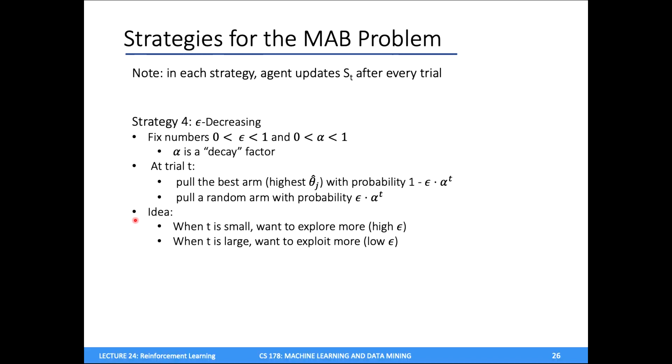The idea here is that when t is small, when I've only played a few trials of my arms, I want to do more exploration. I don't know very much about my arms, so it's a good idea to try more random ones. This corresponds, of course, to a high epsilon. But when t is large, I've already spent a lot of time playing my game. I know which of my machines are good and which are bad, so maybe I don't want to do so much exploration anymore. I just want to exploit the arms that I've already found to be good. So this strategy can give you some improvement over the epsilon greedy strategy. There are a whole lot more strategies out there for this multi-armed bandit problem. We're not going to cover them all here, but these four are really the simplest ones.